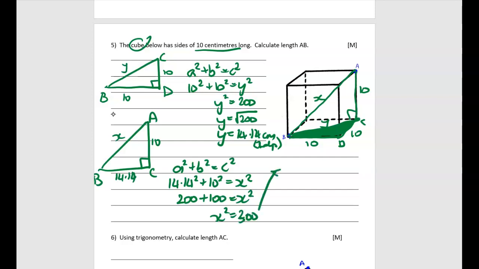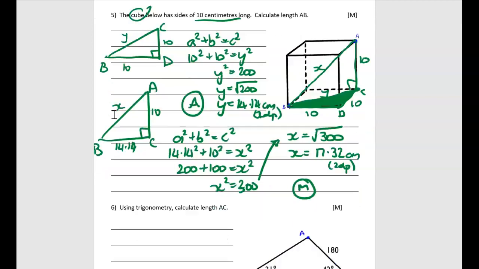Let's finish off our working over here. X will be equal to the square root of 300. X is equal to 17.23 centimeters, and I rounded that to 2 decimal points. So well done if you got that. If you got me Y, you would have been awarded an achieved mark. If you got me the final value at the end, that was worth a merit.